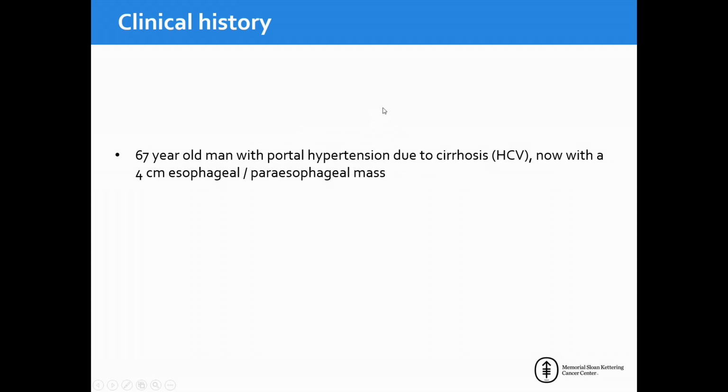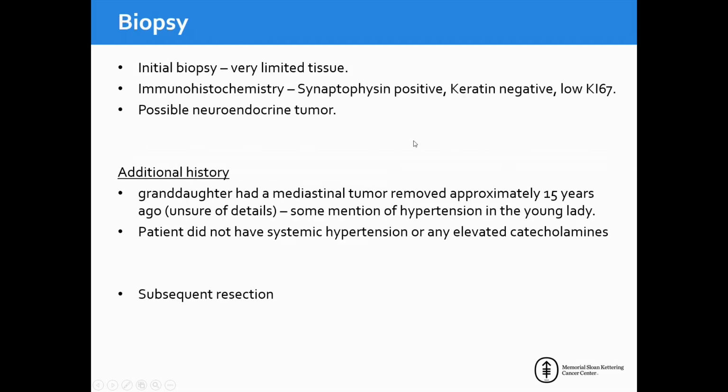So this was a consult case which the outside pathologist submitted. As part of their letter, they said that the patient had an initial biopsy of this esophageal, paraesophageal mass, but it was very limited tissue. They could do only a few stains, based on the morphology. It was synaptophysin positive, keratin was negative, and a low Ki67. They were considering the possibility of a neuroendocrine tumor, something along the lines of paraganglioma.